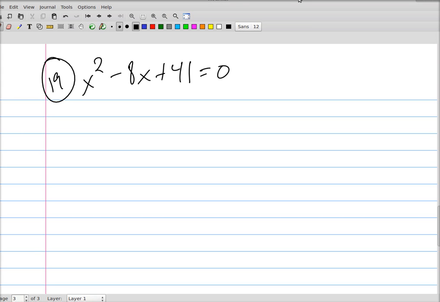Alright, this screencast is in response to number 19 on the most recent homework, which says solve by completing the square. And we need to talk a little bit about how completing the square works.